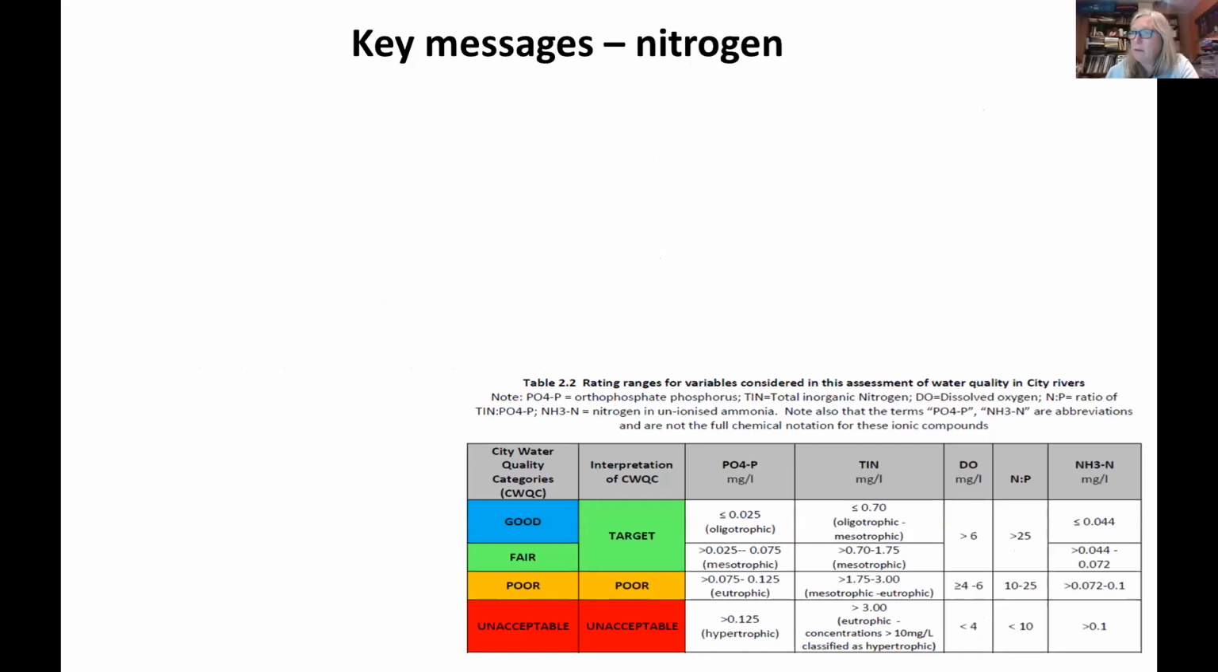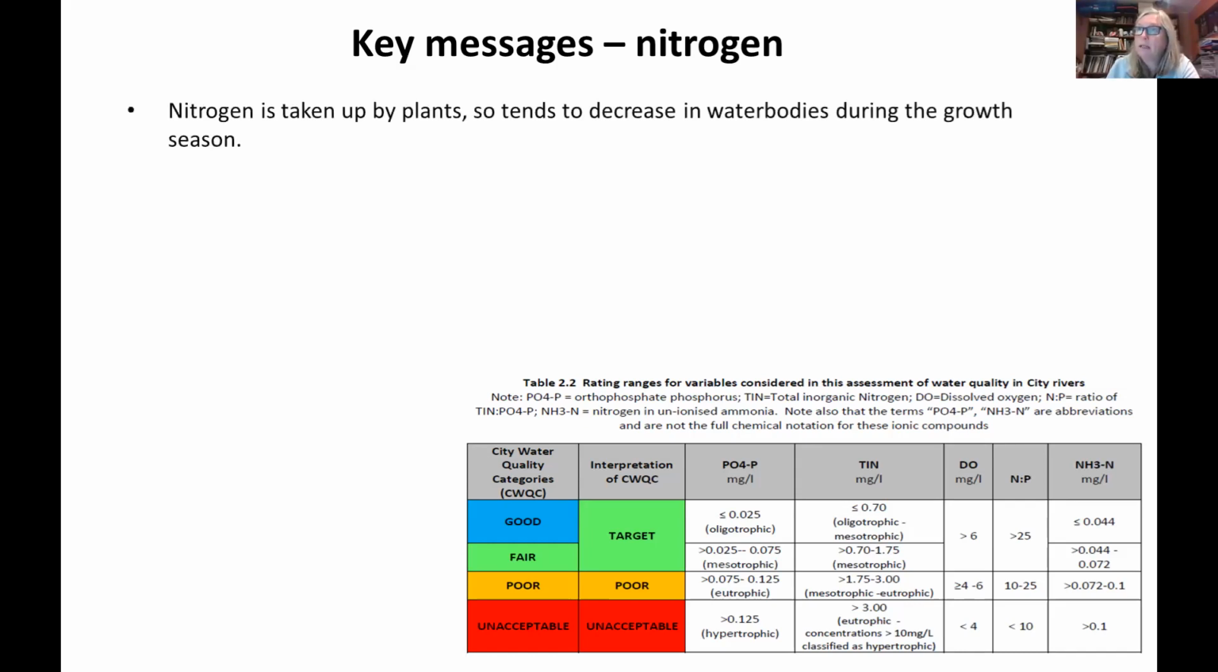And again, the City of Cape Town provides us with some thresholds to use to decide whether these levels are acceptable or not. I'm not going to run through it, but just in my little notes on the key messages, I do bring that in. The nitrogen is taken up by plants, so it tends to decrease in water bodies during the growth season. So you do naturally get a fluctuation happening where it's decreasing. If there weren't any other sources, it would decrease naturally going into spring and summer.